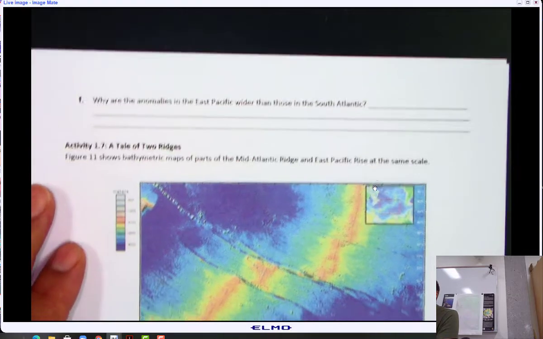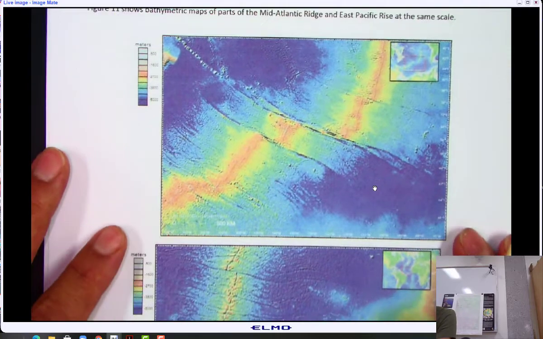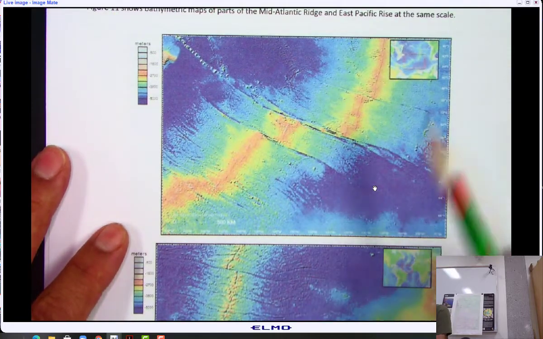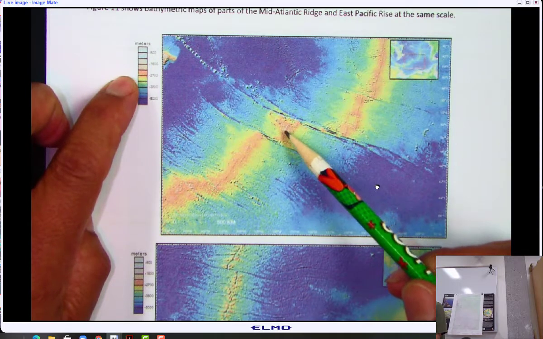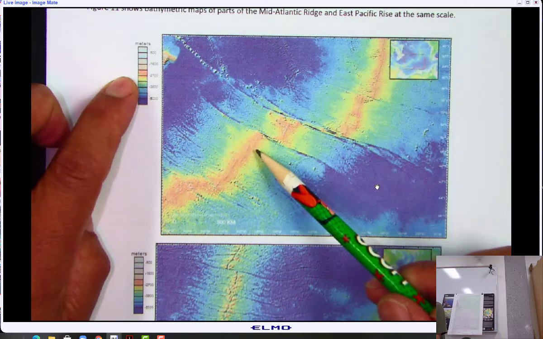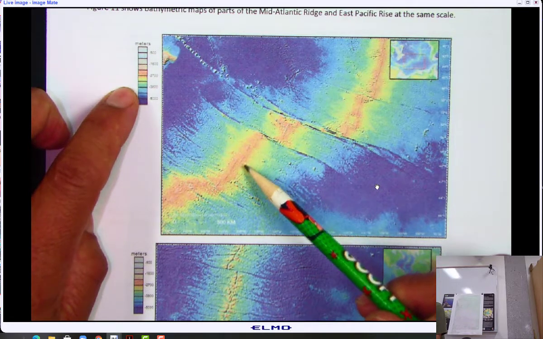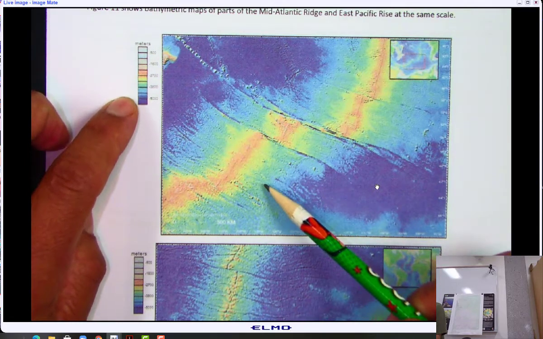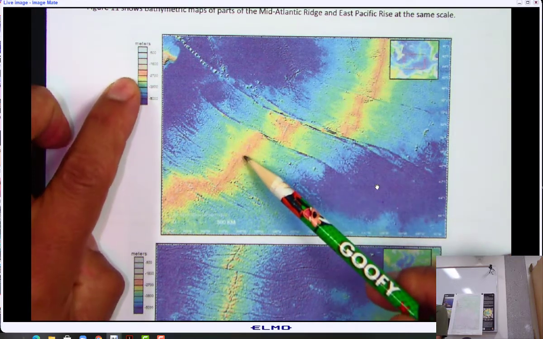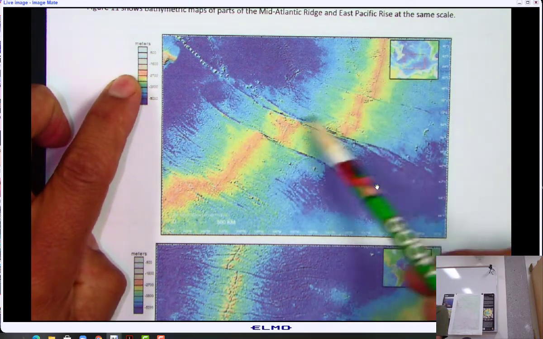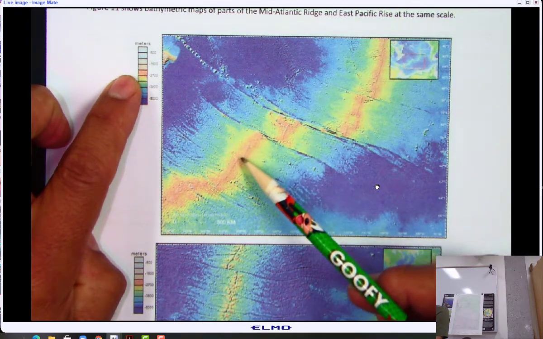Now, when we look at activity 1.7, we're looking at this bathymetric profile. The red colors here are around 2,700 meters deep. The green's 3,800, light blue's 5,000 way out over here. So you can see it's not as deep at the ridges, but it's deeper farther from the ridges. Remember, it's younger. The rock is less dense here.